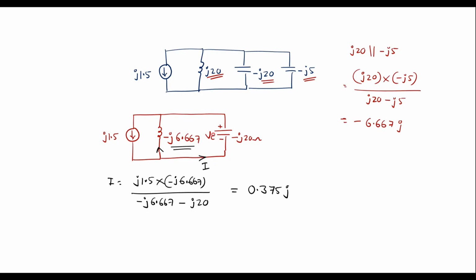Now we have to calculate VC. So here we can observe that for this VC, this polarity is positive, this polarity is negative. But current is flowing like this. According to current, this polarity should be positive, this is negative. But VC is, this is positive, this is negative. Therefore, I can write VC is equal to minus, because this end is positive, minus 0.375J into minus J20.